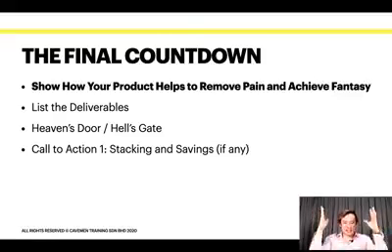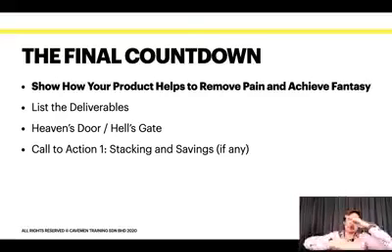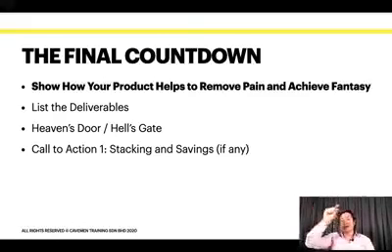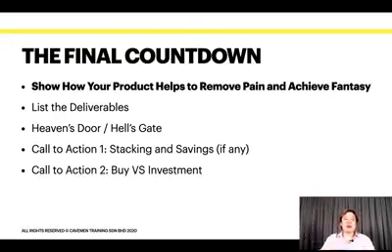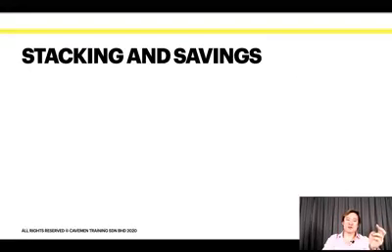The best choice is choice number 1. Okay, you have this product, this product, this product, this product. Put all the products down and you put down the actual retail prices, and then you give a discount. I'm going to show you more later. Number 2, you do a buy versus investment. Buying versus investment, call to action number 2. And call to action number 3 is reduce to ridiculous. These are some of the techniques that you can use.